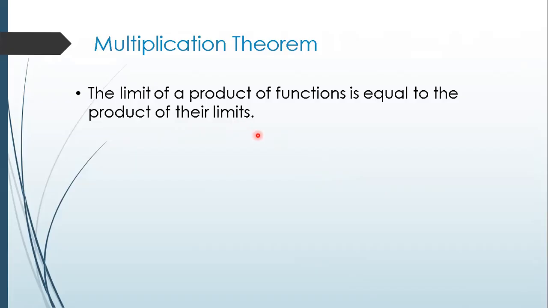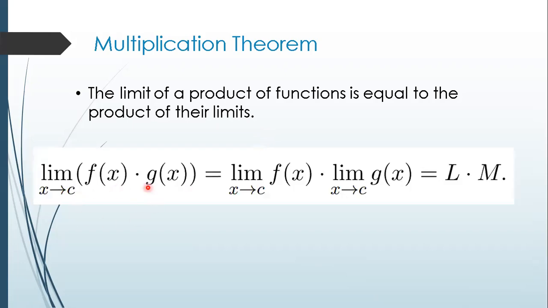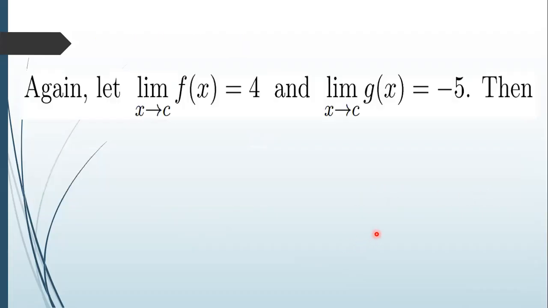The theorem states that the limit of a product of functions is equal to the product of their limits. So it is illustrated like this. The limit of f of x times g of x as x approaches c is just equal to the limit of f of x as x approaches c multiplied by the limit of g of x as x approaches c, which is equal to L multiplied by m. And let's observe some examples.